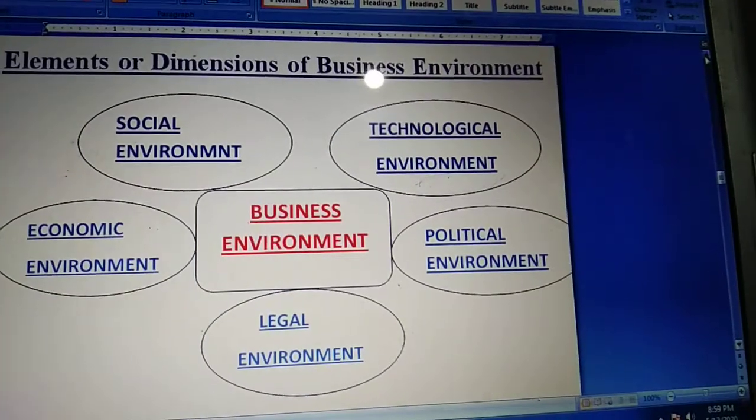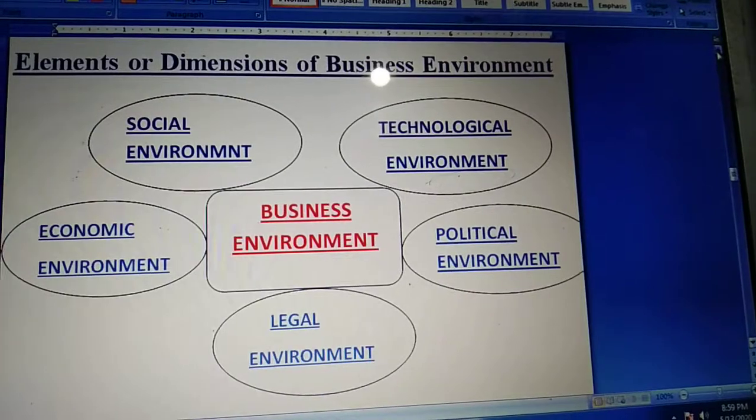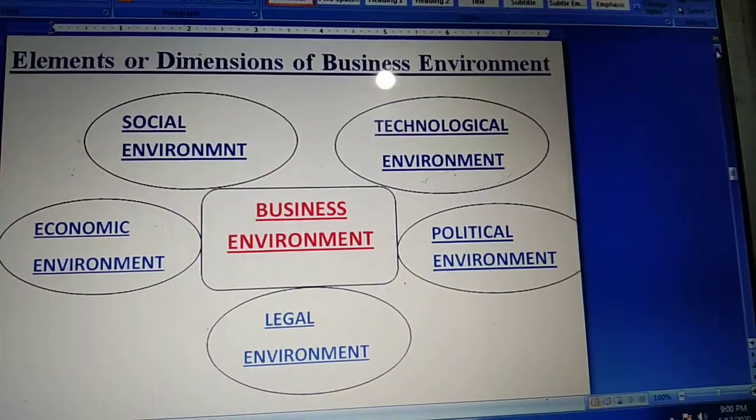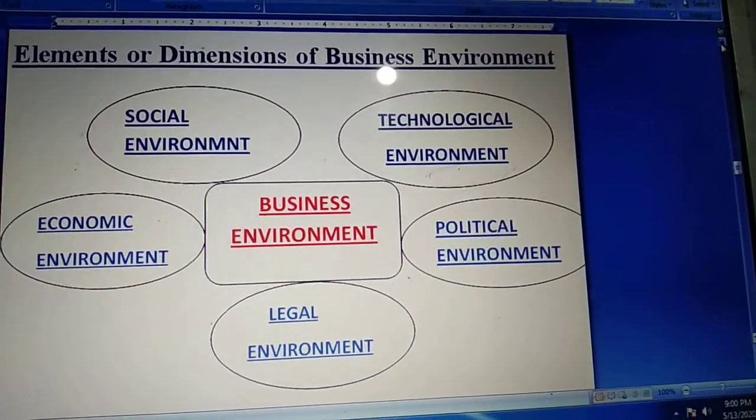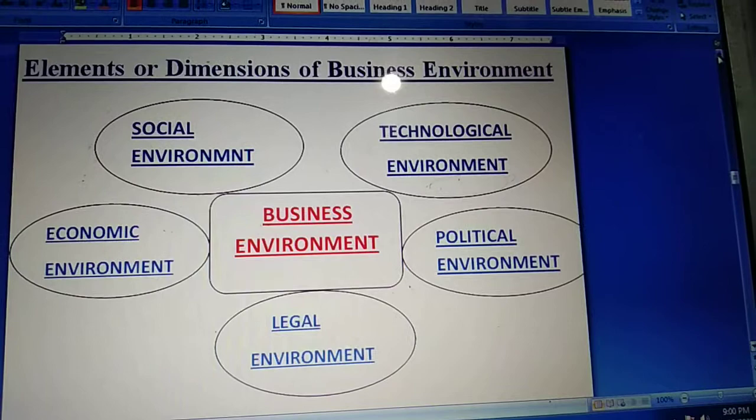As in the first lecture of this chapter, I have introduced you to the concept of business environment, the features of business environment and the importance of business environment. And in today's video we will be discussing the elements or dimensions of business environment.